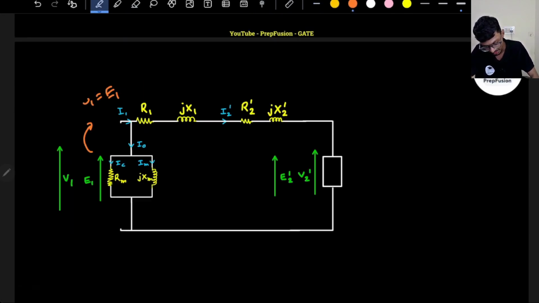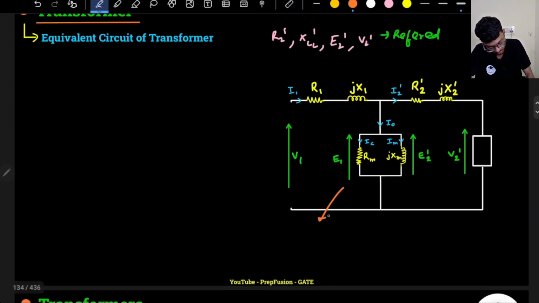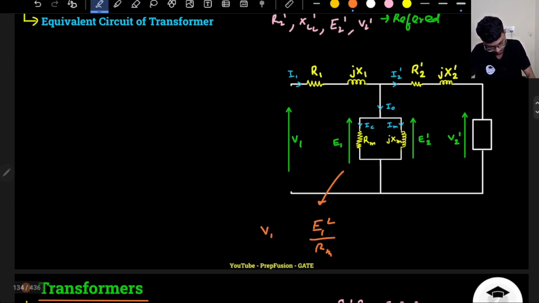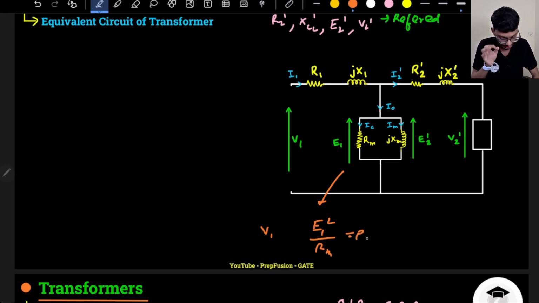So in the actual exact circuit, I know that V1 is not equal to E1. So the core loss actually is E1 squared divided by Rm or R0, whatever you want to call it. But V1 is higher than E1 because there is a bit of drop here. So of course V1 squared divided by Rm will be greater than E1 squared divided by Rm. So the actual core loss is this value.